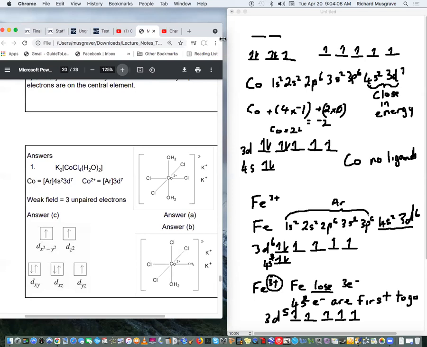All right, so how do you feel about there being 3 unpaired electrons in the weak field for this example? How do you feel about it? So the test questions will say, though, are they going to say whether it's a strong field or a weak field, or we need to reference to find out? You'll need to reference the list. But the list will be given to you.